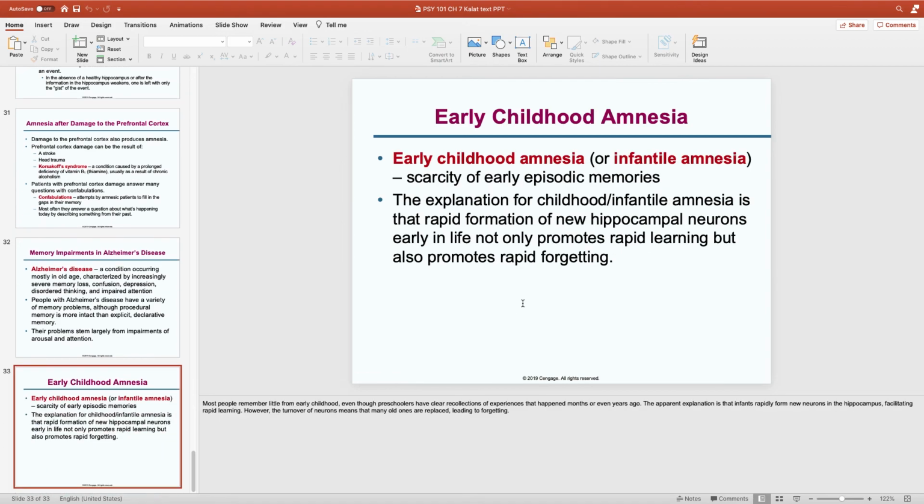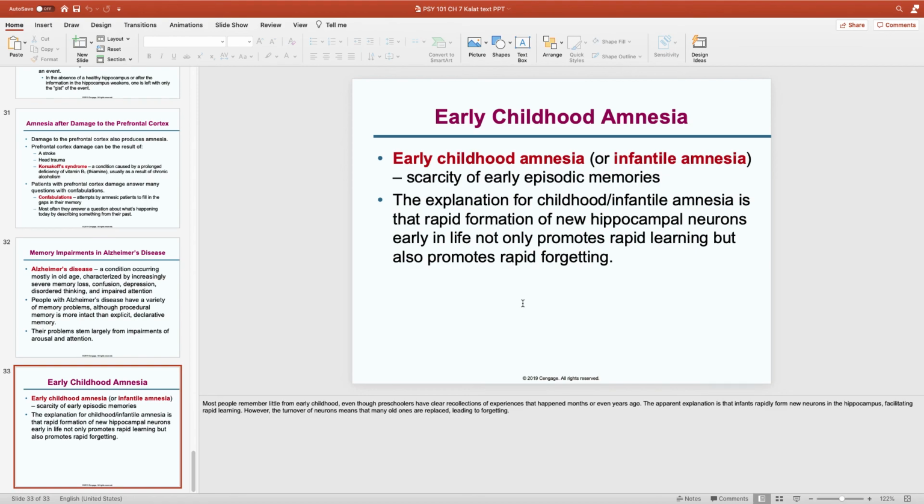And then the last slide talks about early childhood amnesia. This is not necessarily young children having amnesia, but individuals having very little memory of when they were younger. It is something that almost all of us experience at some point in our lives. It's because of the formation of neurons early in life. As we moved along in our early years, we were able to learn things very quickly because neurons were constantly being formed.